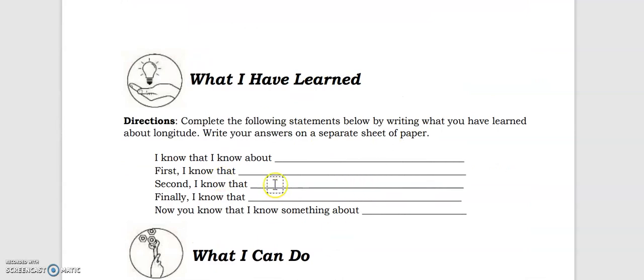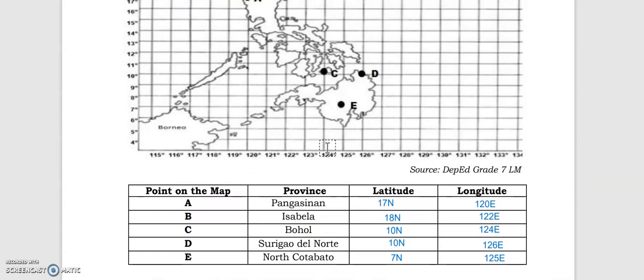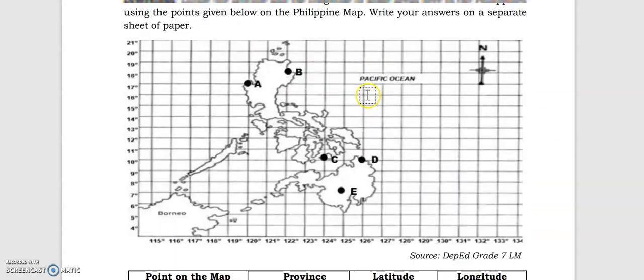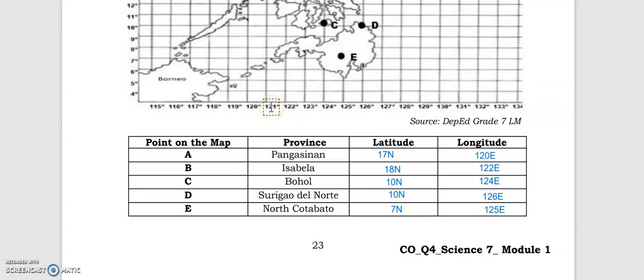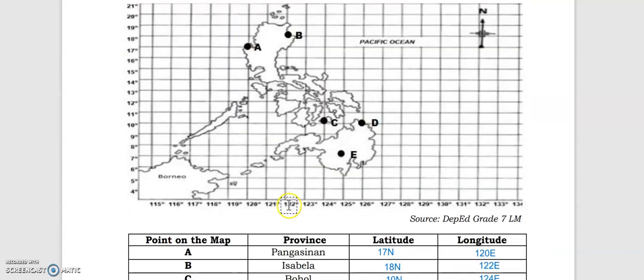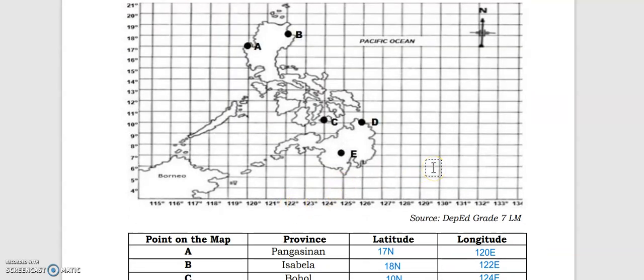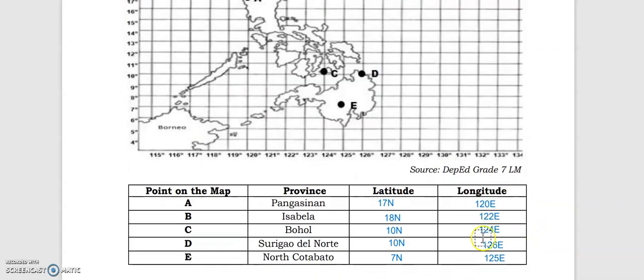So, what have you learned? It's your turn to answer this part. In the what I can do portion, so si Pangasinan, point A siya. So, nasa 17 degrees. And it's north. And nasa 120 degrees east. Okay? And so on. You may pause this video to go over to our answers. Make sure to put degree symbol. Degree symbol kasi kapag ito lang ang isusulat ninyo, magiging wrong ang inyong sagot dyan. Dapat merong unit. Hindi ko na naisulat ang unit kasi mawawala ito kapag isusulat. I don't know what happened.